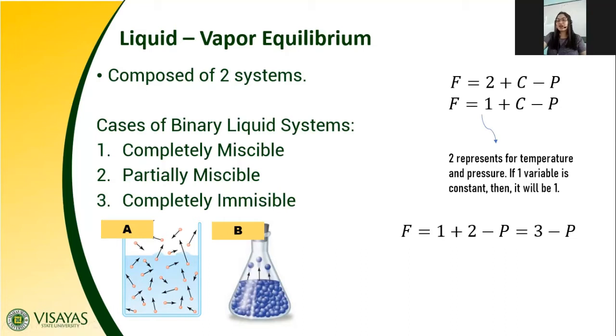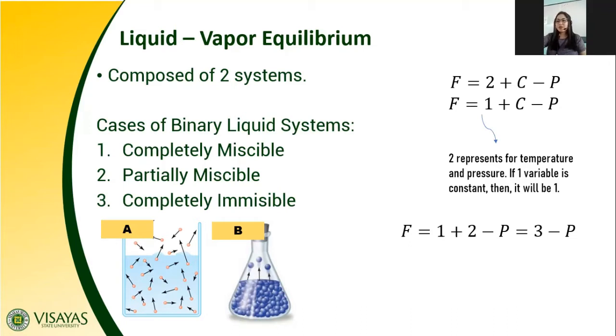We have different cases in terms of liquid-vapor equilibrium. The first case is completely miscible, the second case is partially miscible, and the third one is the completely immiscible binary liquid system. When we say completely miscible, the two component liquids produce a homogeneous mixture. So they have only one phase. They dissolve in each other and produce one phase only.